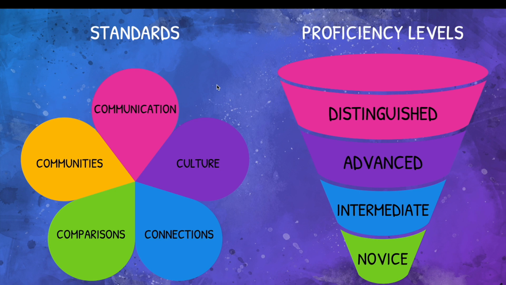So, in any language, regardless of which language it is, you have five important parts of learning a language: the communication, culture, connections, comparisons, and communities. So, knowing that, the whole person, it's not just communication. You're also learning about someone's culture, making connections with people, comparing things between two cultures and two languages, and also being part of that community.